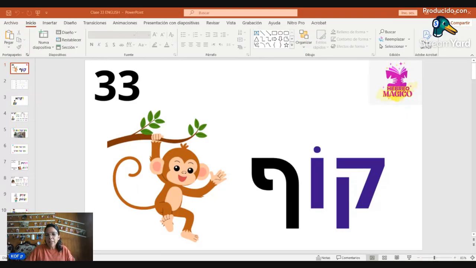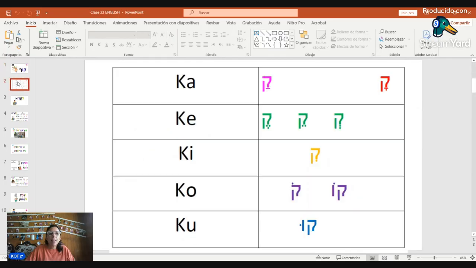The new consonant is letter KOF. Okay, great. And this is how we spell the letter KOF. We call it KOF or KOF. And the same letters equal Curious George. Do you remember about that cartoon? Great cartoon for kids. Okay, so let's take a look.